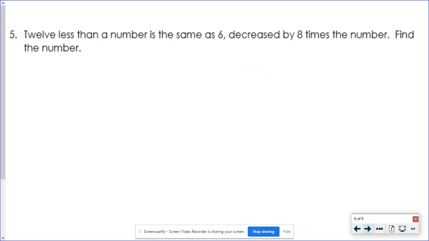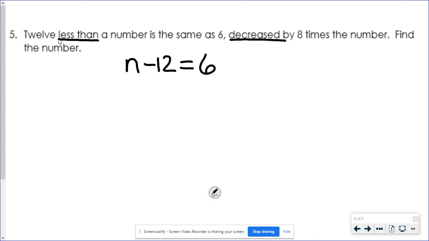For number 5, 12 less than a number is the same as 6 decreased by 8 times the number. So 12 less than a number, again, that tricky subtraction means a number, and I'm going to take away 12. That's 12 less than that number, is the same as 6 decreased by minus 8 times the number. And we want to find the number.